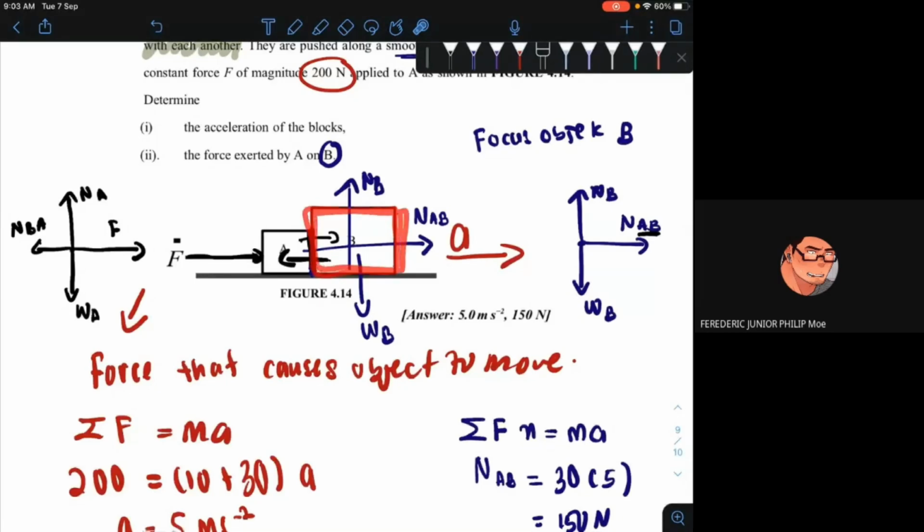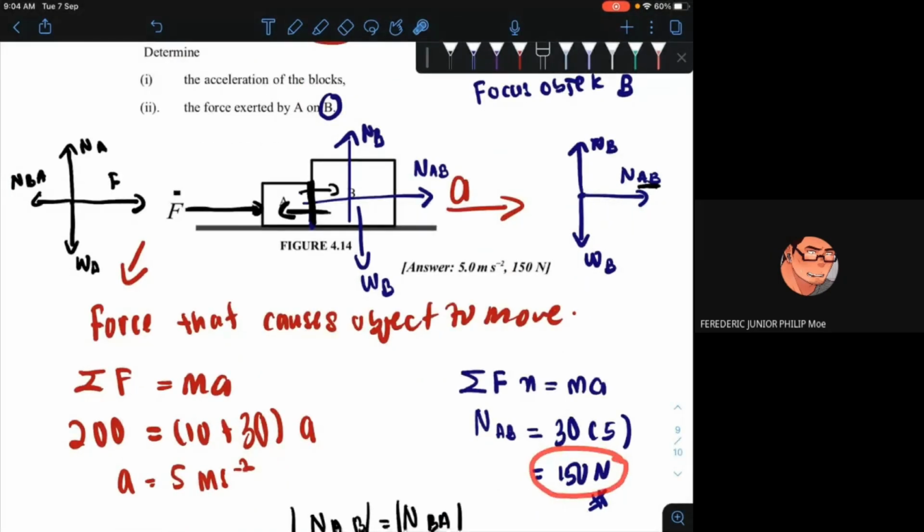Force ini is not applied on B. Force ni tak kena pun B. Tapi sebab force ini tolak objek A, bila dia tolak objek A, apa jadi adalah objek A ini menolak B. Okay, objek A yang tolak B, this is the force yang kita panggil pushing force on B. So kita nak tahu how much force itu. Sebab objek A tolak B dengan 150 Newton, sebab tu objek B ini boleh bergerak ke kanan. Because it has exerted this much of force.